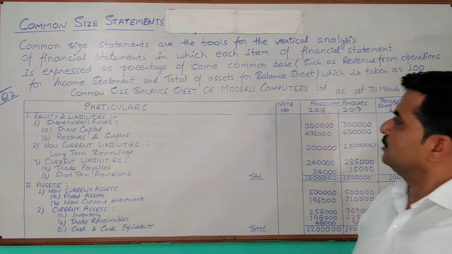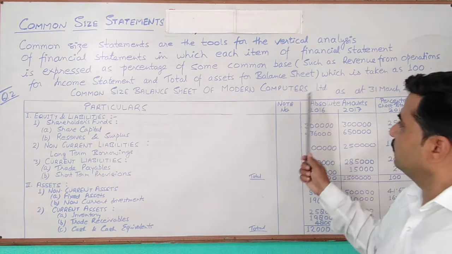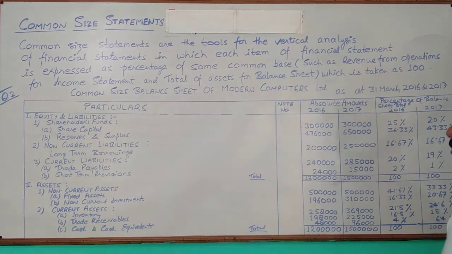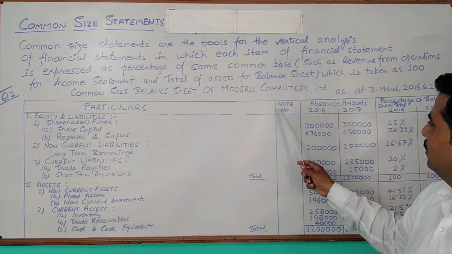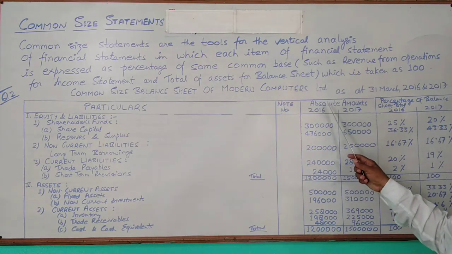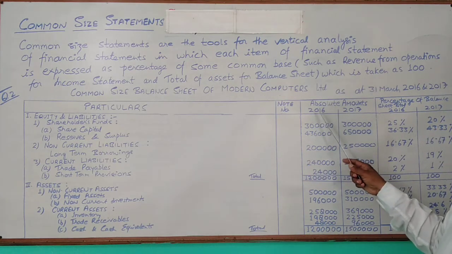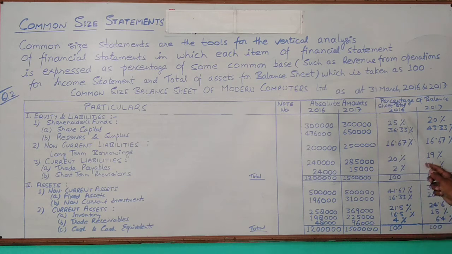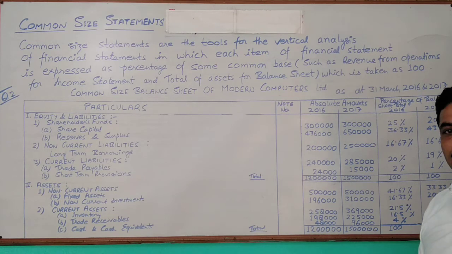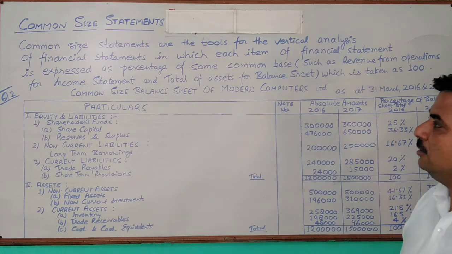In this common size balance sheet of Modern Computers Limited, we have columns: first particulars, note number, for amounts, absolute amounts, 2016 that is previous year and 2017 that is current year in this question. And we have to prepare two more columns as standard columns: percentage of balance sheet 2016 and 2017.